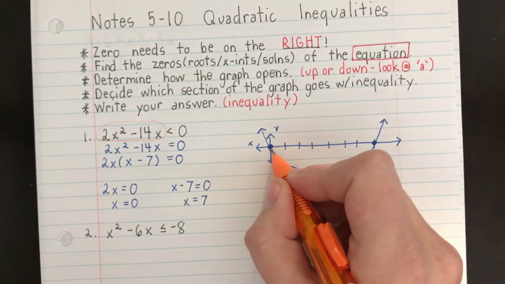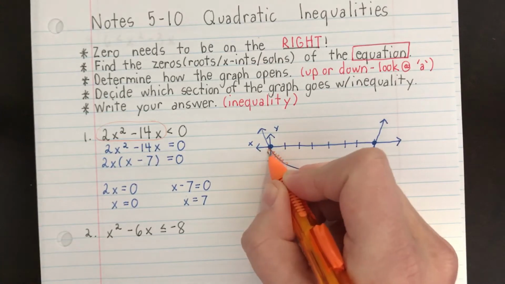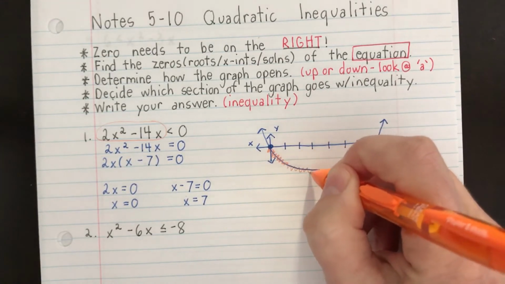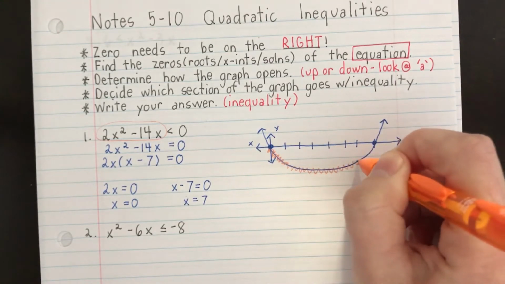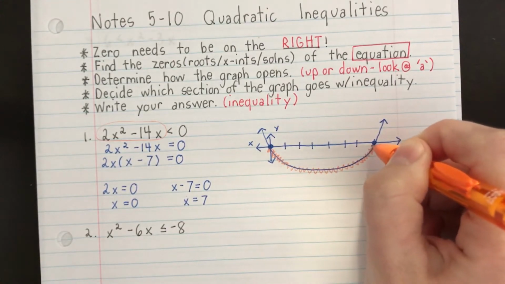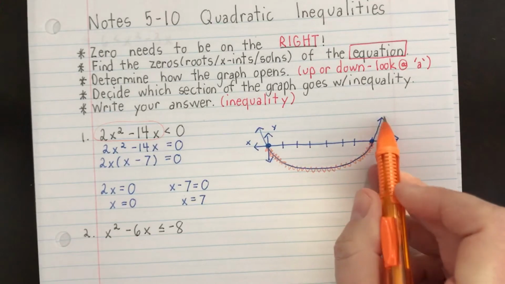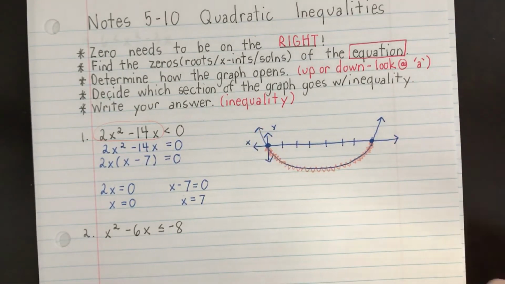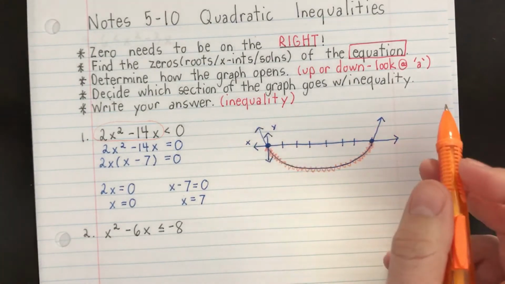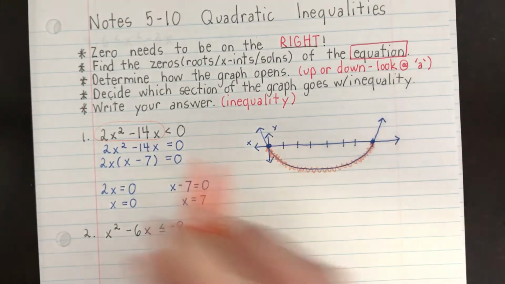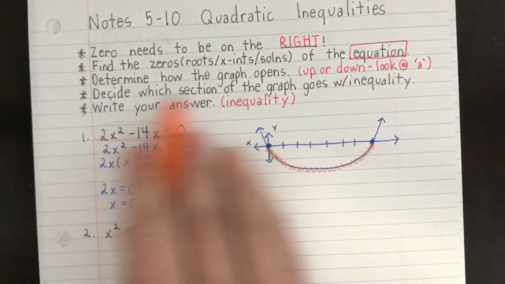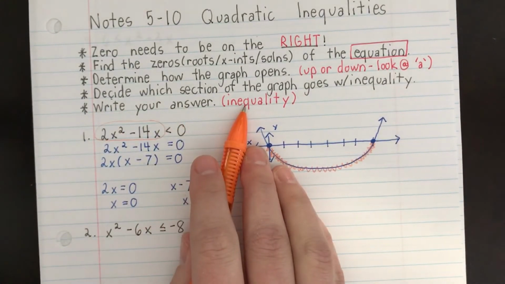Well, my graph is below the x-axis all here. Oops, there goes my... all here, we're below the x-axis, and then we get here. None of these portions of the graph are below the x-axis, agreed? They're all above the x-axis. So when I decide which section of the graph goes with the inequality, then I can write my answer in the form of an inequality.